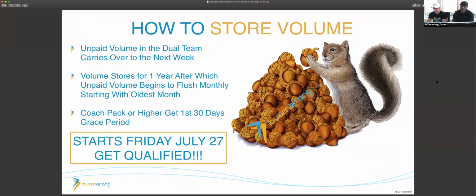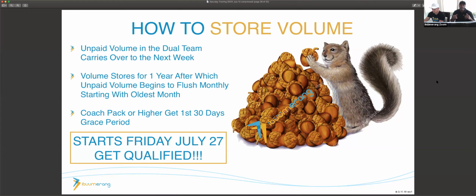And so, as you guys know, the ibüümerang compensation plan system has both a binary, also known as a dual team, where you build a left team and a right team, and a unilevel, right? And as we've talked about in the past, the binary is about speed and the unilevel is about stability. And the way the dual team works is you get paid each week on the lesser side volume.